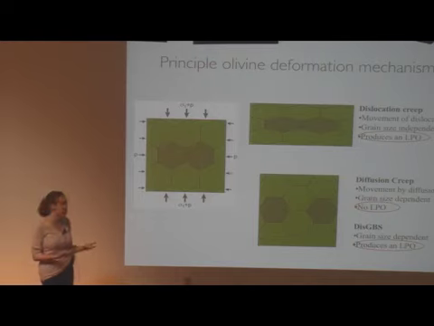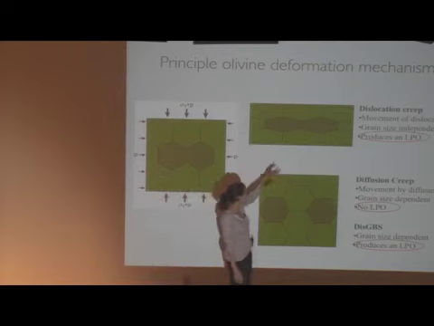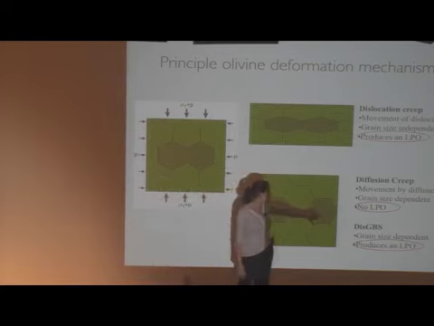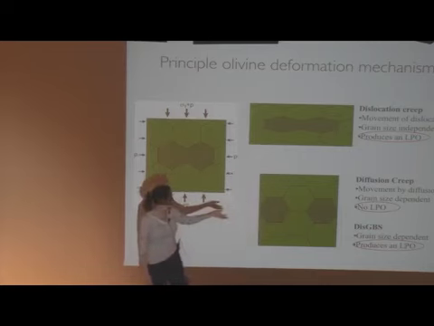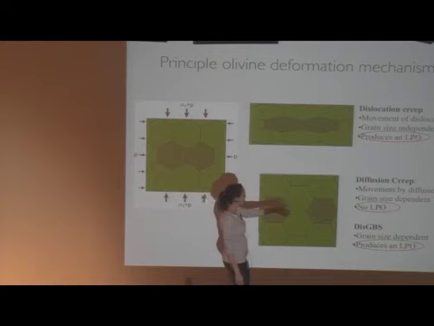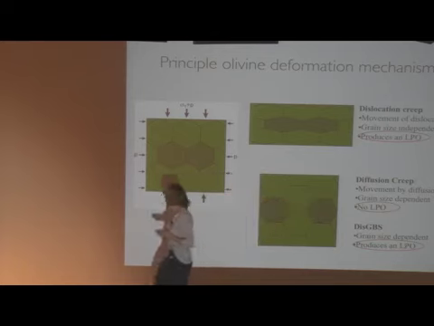So the fact that we do see this seismic anisotropy is one of the arguments that we are in some type of dislocation mechanism. And then there's this third regime called dislocation accommodated grain boundary sliding, often abbreviated as DISGBS. And this is both grain size dependent, as diffusion creep is, but it does produce a lattice preferred orientation.